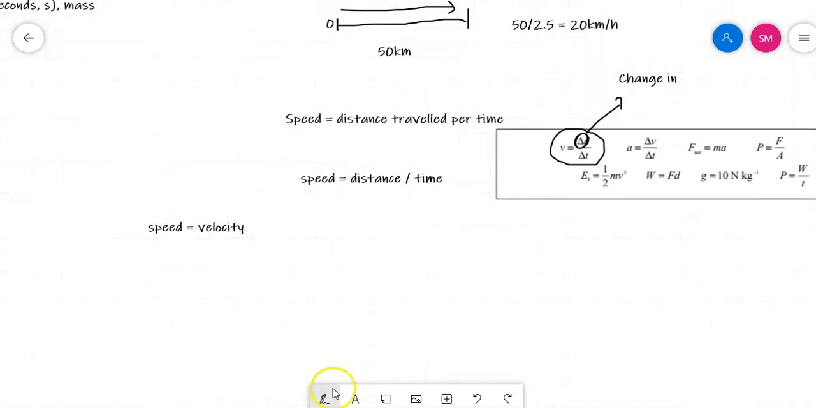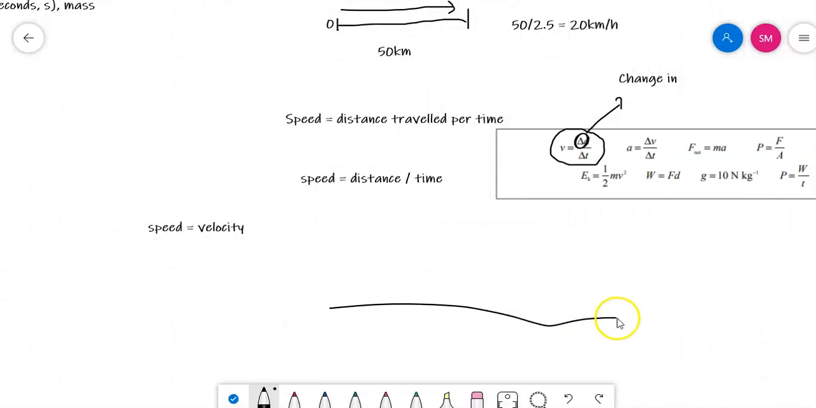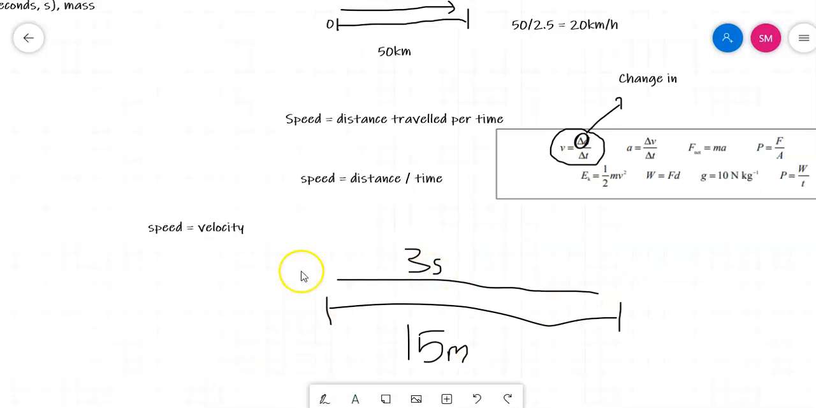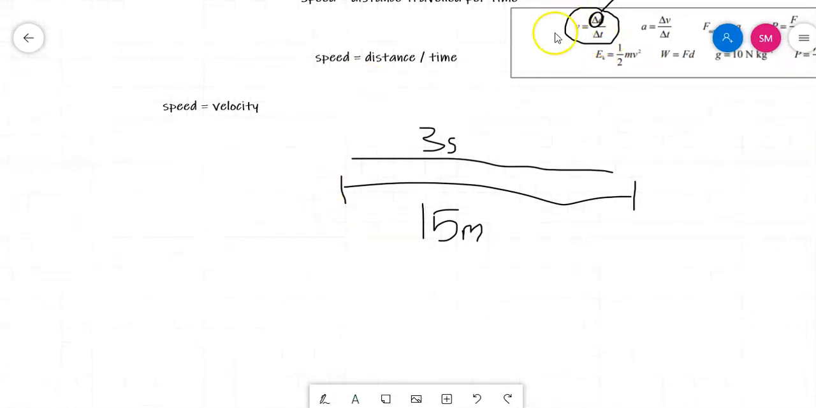An example could be if we traveled 15 meters. As I was saying, it's really important to use those units. Let's say we did that in 3 seconds. How would we work out the speed that we were going if we took 3 seconds to travel 15 meters? We need to use this formula here. The speed equals the change in distance divided by the change in time.